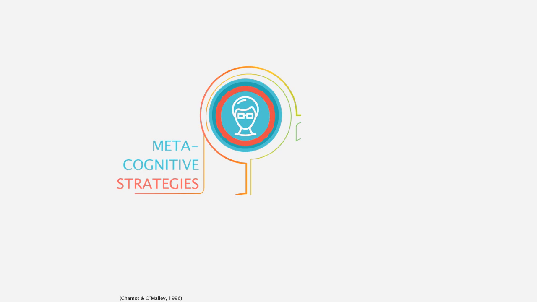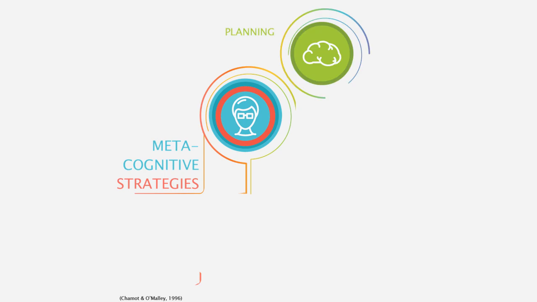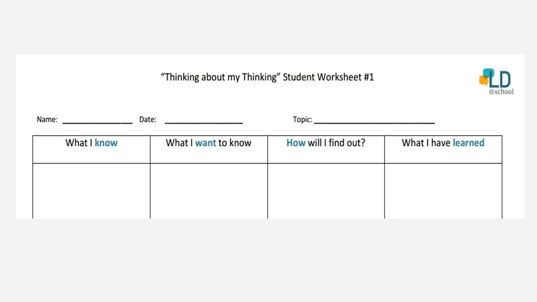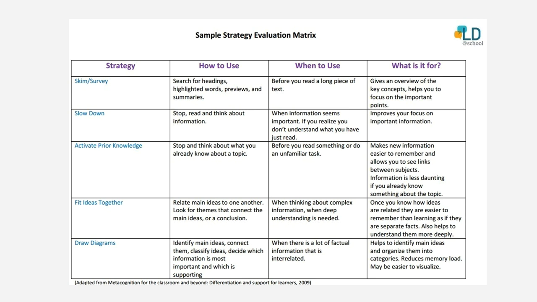Part 1 is planning. This allows the learner to preview initial ideas of how to accomplish a learning task. This is an example of the worksheet a teacher uses before a reading task. Students use it to evaluate what they already know, what they're trying to find out, and the strategies that they're going to use to do that. This strategy evaluation matrix is a tool a teacher can use with the students for them to identify strategies they might want to use.